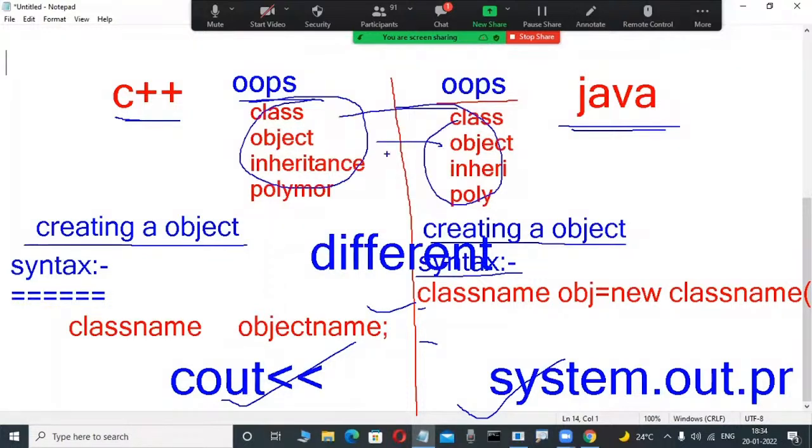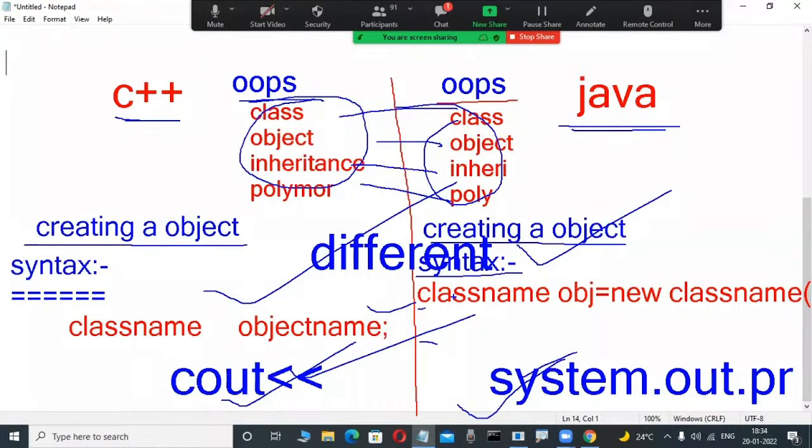What is a class? What is an object? What is inheritance? What is polymorphism? Same. But syntactically totally different. Why? Because those are two different languages, two different products from totally different companies. That's why the functions are different and the syntax is also different.